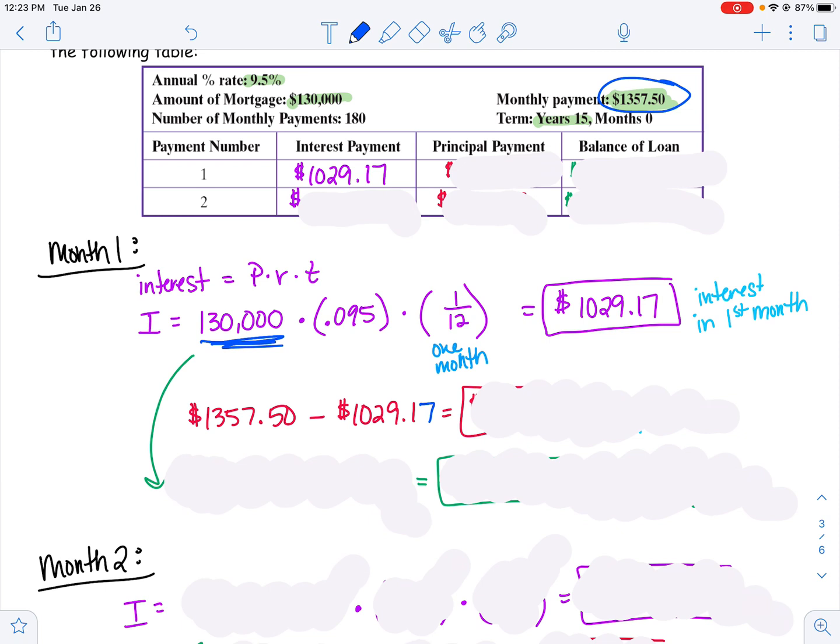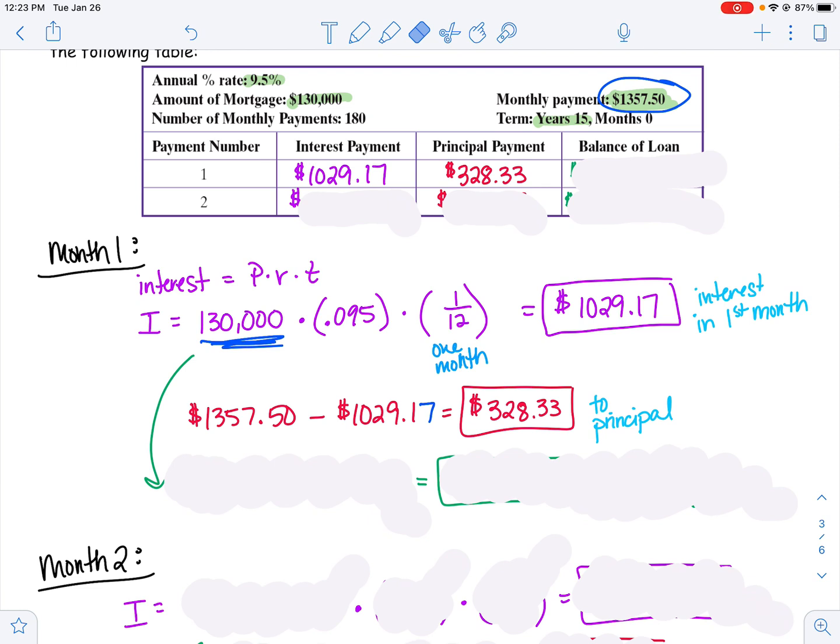$1,029.17 went to interest. Well, then we subtract to figure out how much difference the amount is going to go to the principal. I end up getting $328.33 is going to paying off my home. So even though I sent the bank over $1,300, really a little over $300 of that is paying off my home. The rest is going to the bank in interest.